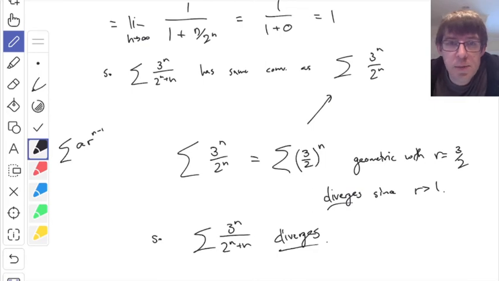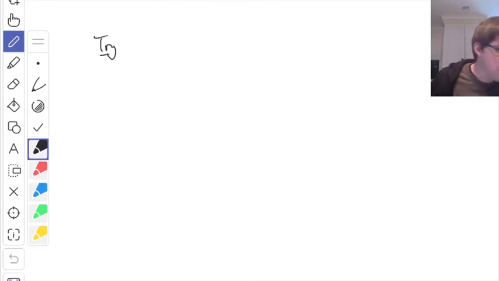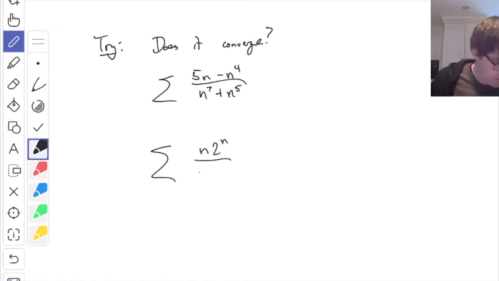It'll take you a few minutes, but it's mostly mechanical, you know, simplifying things and taking limits of things. All right, I got some for you to try. We got about 20 minutes left, which is a great amount of time for you all to try. I got 2 here. Your job each time is just tell me, does it converge or not? How about the sum 5n minus n to the 4 over n to the 7 plus n to the 5. And another one, n times 2 to the n over 5 to the n plus n.